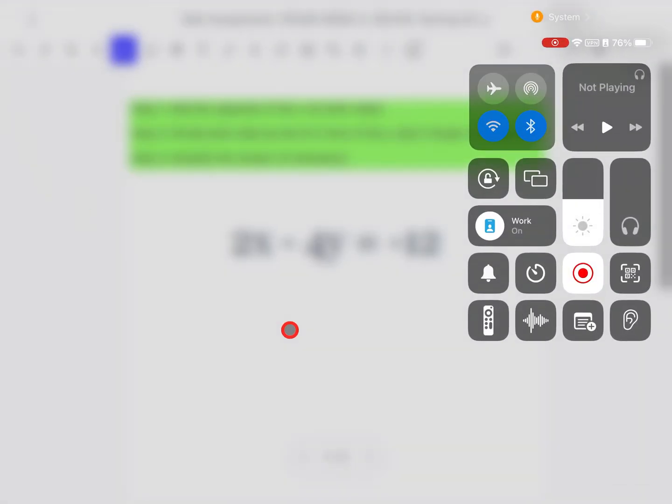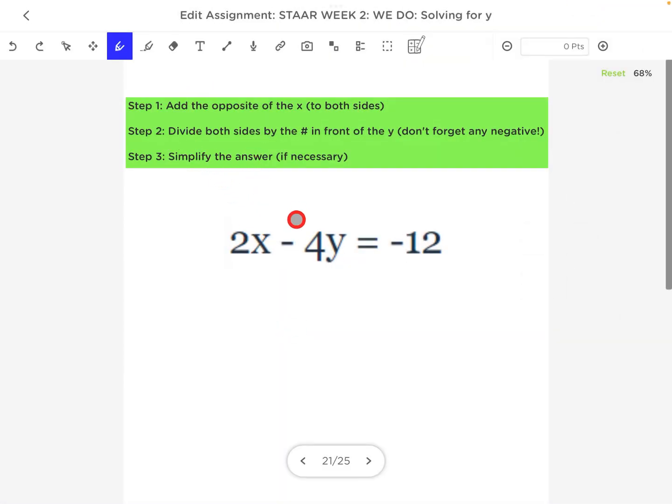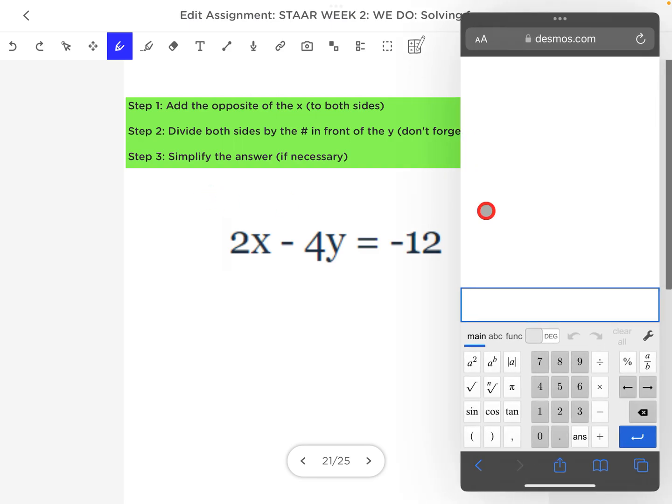Okay, kiddos, so now what we're going to do is practice solving for y. I have three simple steps that we can use to solve for y, which will get us to the answer that we need using our calculator. First off, make sure that you have your decimals pulled up. We're just going to use this to find our simplified answer.